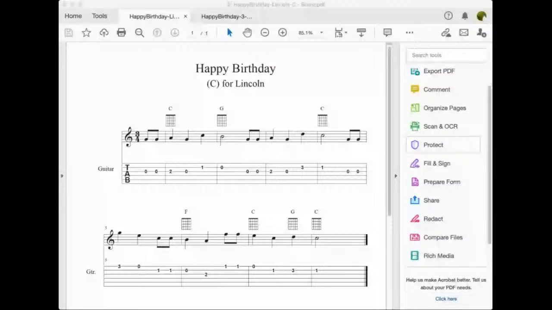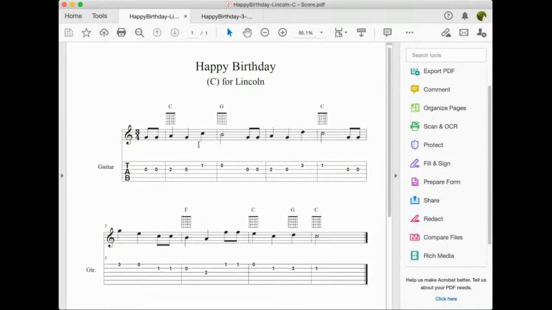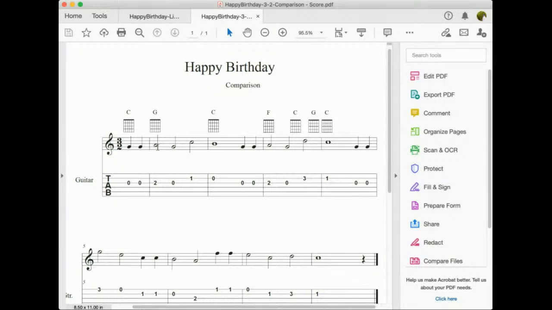Let me just share that again. So these are beamed together. This is the equivalent of this last beat, which is a quarter note here. Happy 3 and 1, 2, 3, 1, 2. In the 3 2, 3 and 1, 2, 3, 1, 2.